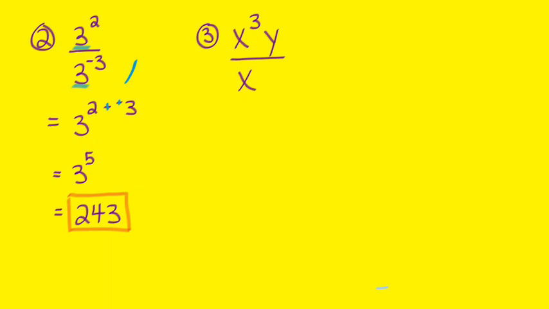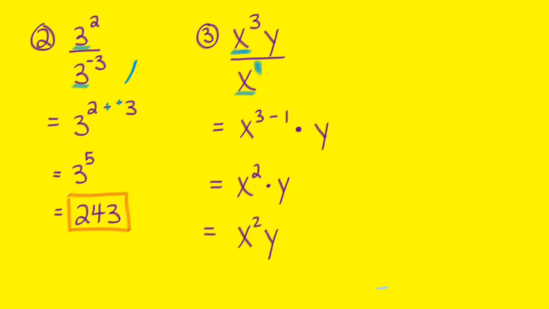So on this one, we know that the x on the bottom is just a 1. So we're going to go 3 minus 1. And then that y is still just there. And we're done. That's it, right?